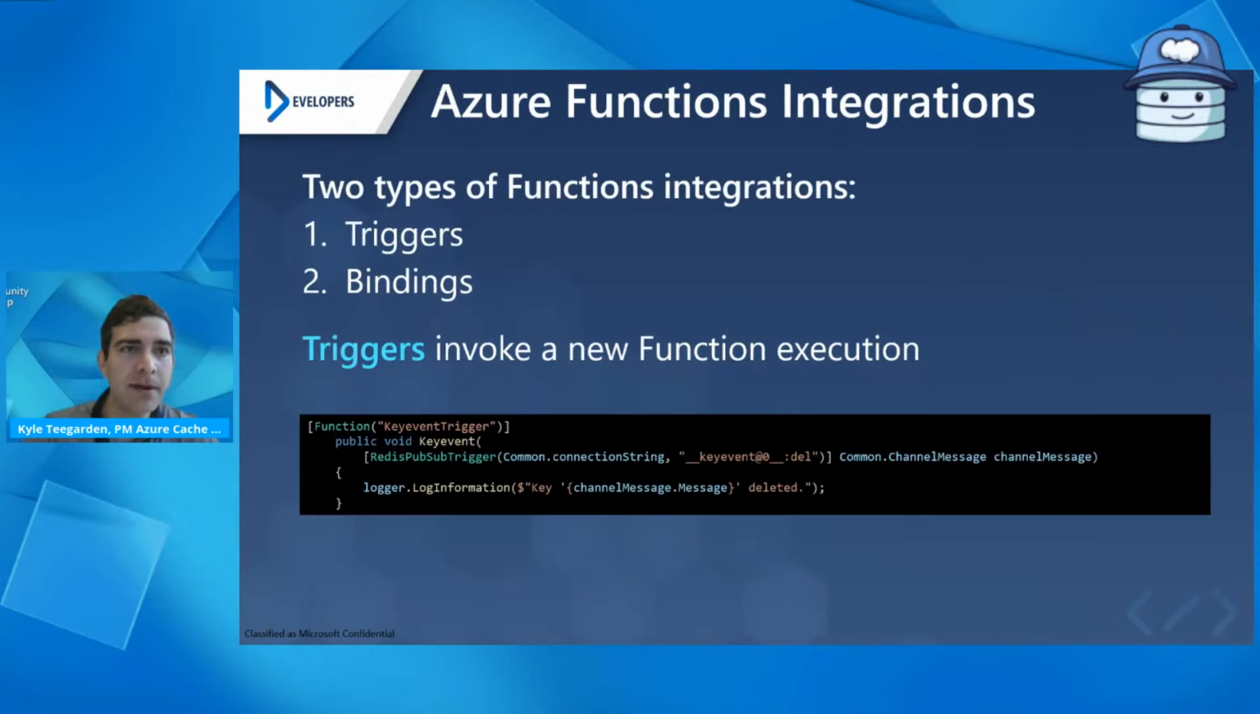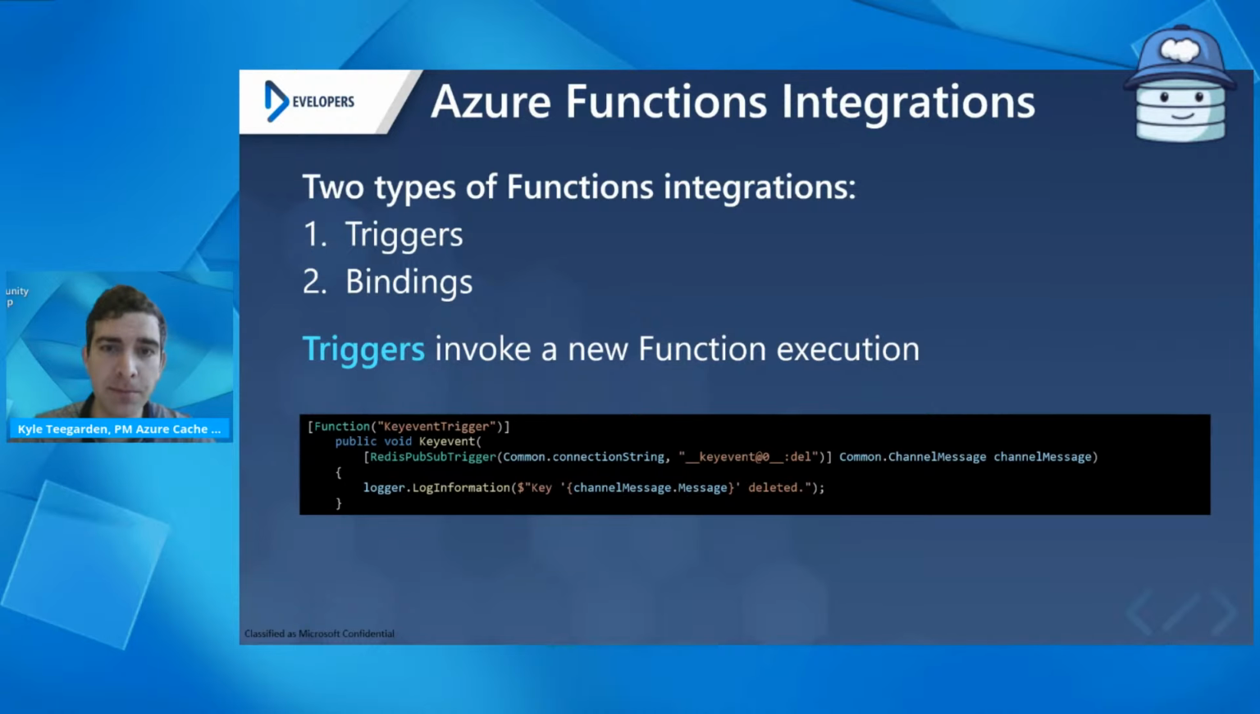So let me talk a little bit about functions, triggers and bindings before diving into some specific use cases and example code. There are really two ways to connect to a function, like I said: triggers and bindings. Triggers will invoke a new function execution. So something happens on your cache, and that kicks off a new trigger. There's a code example here, if you can read that, where we're triggering on a delete event.